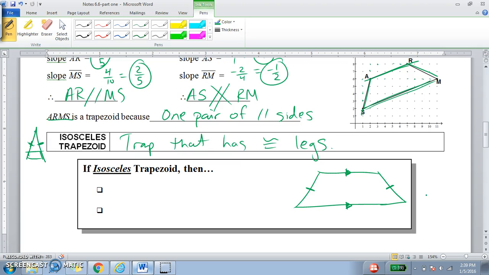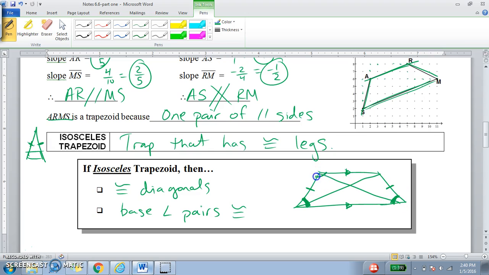So if you have an isosceles trapezoid, two things are true besides the fact that the legs are congruent. You also have congruent diagonals. So if I draw this line across, that's going to be the same length as this line across. You also know that your base angle pairs, which I said we would come back to, are also going to be congruent. So this angle right here is going to be the same as this angle right here. This angle up here is going to be the same as this angle over here, because this angle and this angle are on this base, and this angle and this angle are on this base.